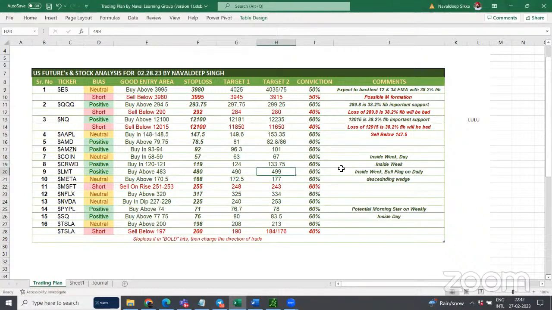Fill the gap. Again, it's an inside week. Maybe it remains in this zone throughout the week. But today it had a good 4% move, so I'm positive there.